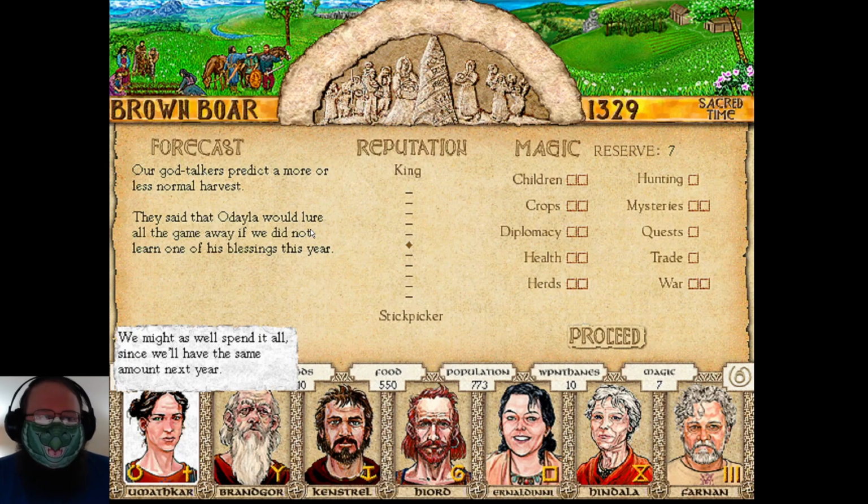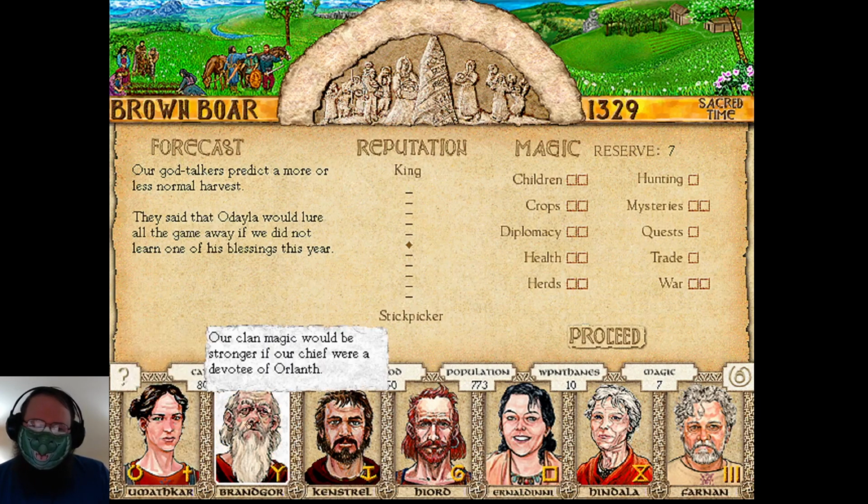Our God Talkers predict a more or less normal harvest. They said that Odayla would lure all the game away if we did not learn one of his blessings this year. Oh, that's the thing. Actually, we're probably going to switch these out right away, but let's see what they say. We might as well spend it all. Oh, you're an idiot.